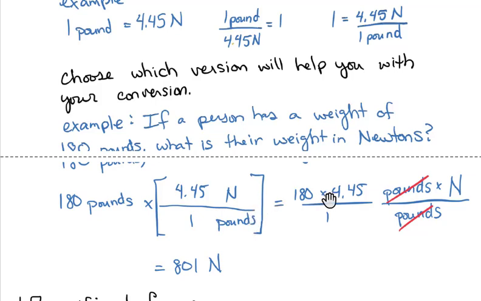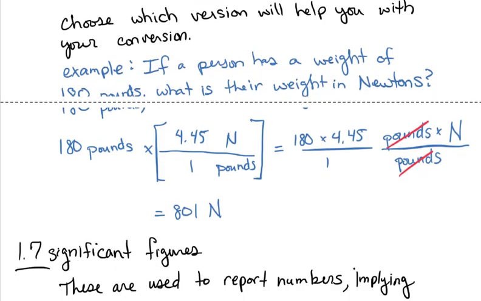And then you just do the math on a calculator, 180 times 4.45 divided by 1. But you also have to do the math for the units. So you end up with pounds times a newton divided by pounds. And the pounds cancels out. So we end up with 801 newtons. And soon we'll talk about sig figs for rounding that.